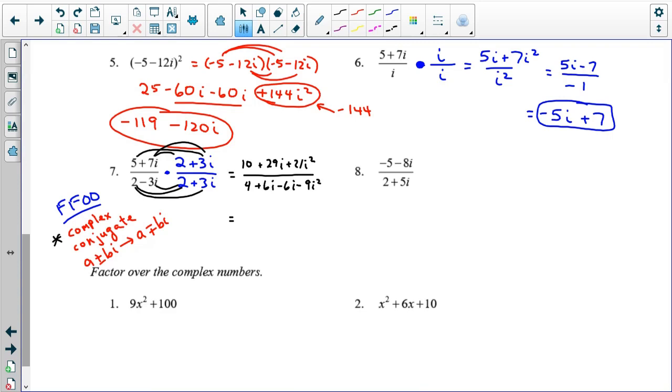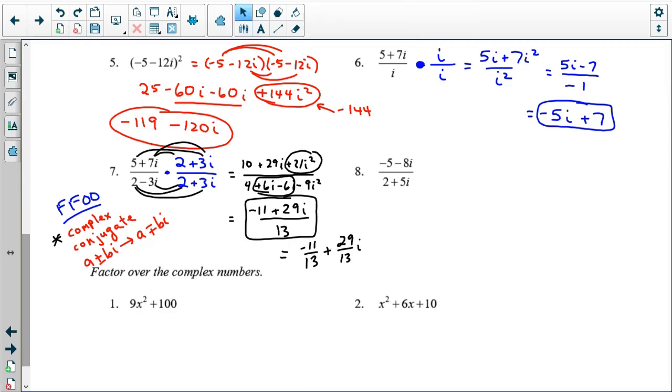So now I'm going to simplify this. 10 minus 21 gives me negative 11 plus 29i, and then the denominator, since the middle parts cancel out, I end up with 4 plus 9, and I get 13. So my final answer would be negative 11 plus 29i all over 13. And if I wanted to rewrite that as negative 11 thirteenths plus 29 thirteenths i, I would be allowed to do that. Problem 8 is going to be very similar.